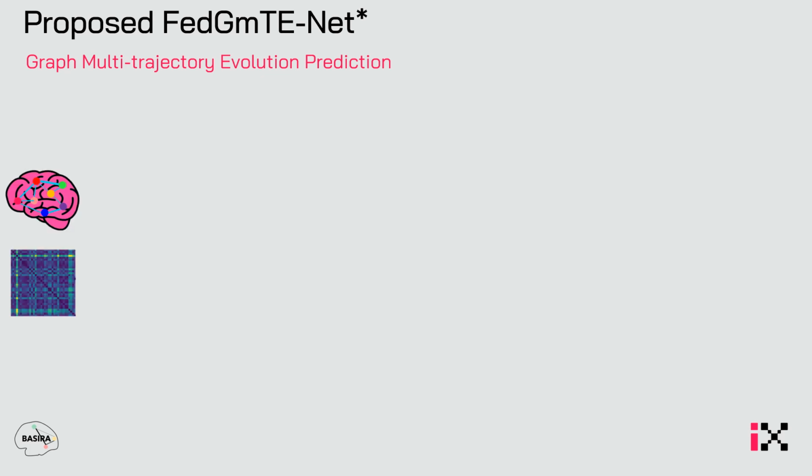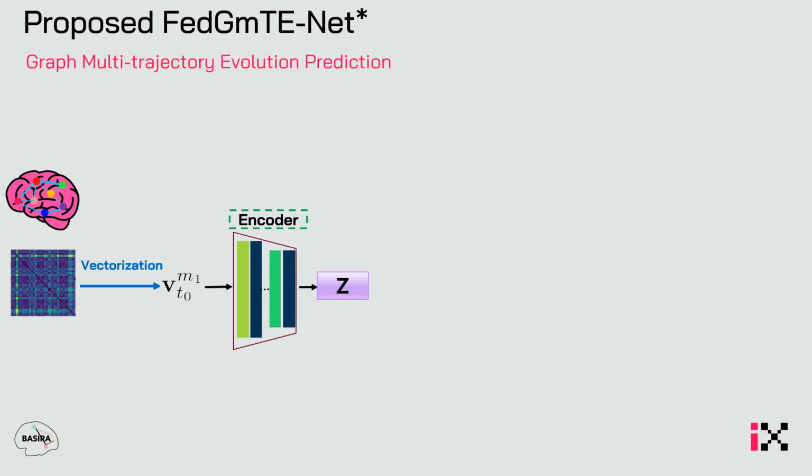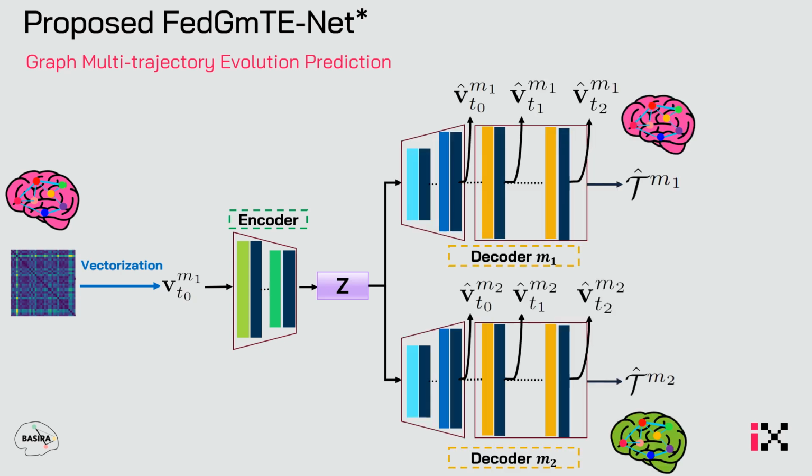The input is a simple baseline brain graph of the morphological connectome that first gets vectorized and then passes through our encoder to get its latent representation. Then we have a set of decoders for each separate imaging technique used to forecast the brain trajectory across time points. Our objective function combines the output loss and our regularizer loss, which we'll discuss in more detail shortly.